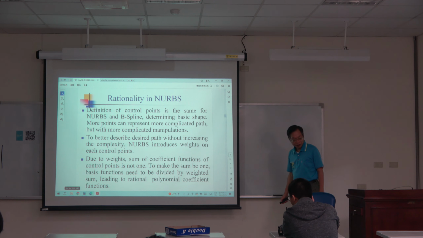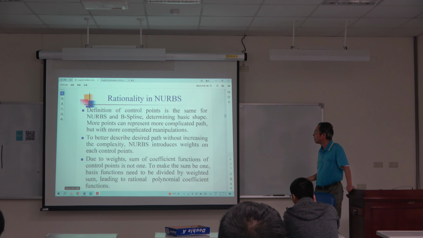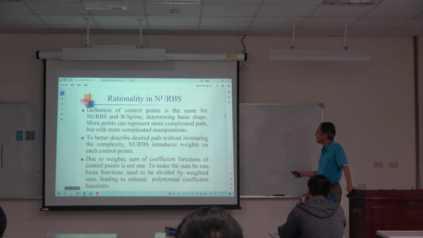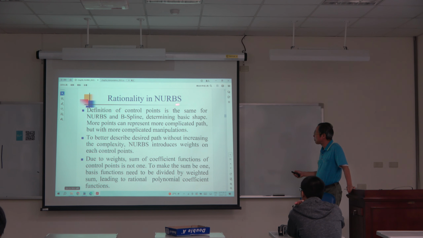And that is non-uniformity. And so non-uniform rational B-spline. So there are two key words. One is non-uniformity, another is rationality. Here we take a look at rationality, NURBS. Again, the definition of control points are the same for B-spline and NURBS. They have the same definition on the control points.